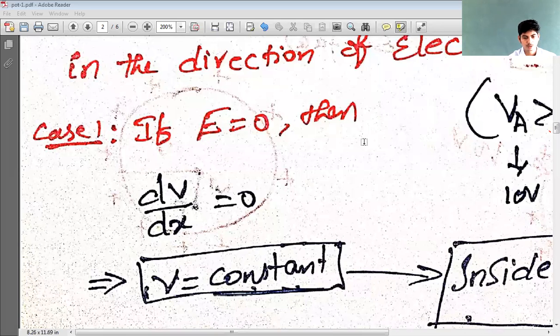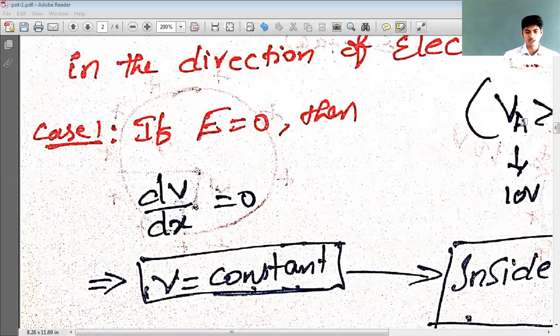The question is very simple. There is a spherical shell of radius 5 cm. Electric potential on its surface is 20 volts. Spherical shell surface ಮೇಲೆ potential 20 volt ಅದೆ. What will be the electric potential at a point which is at a distance 1 cm from its center?